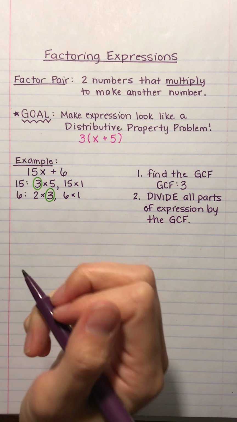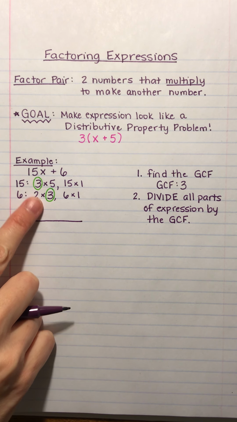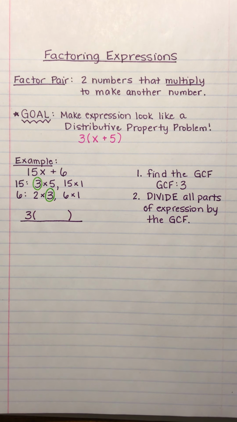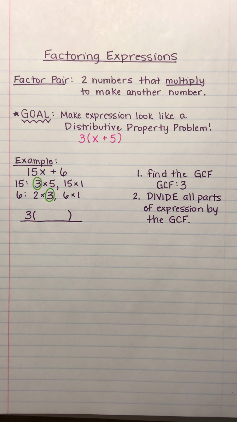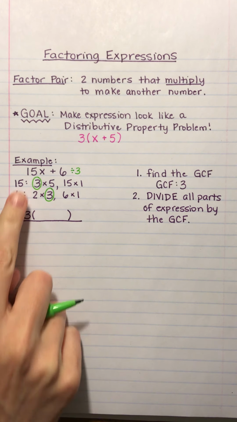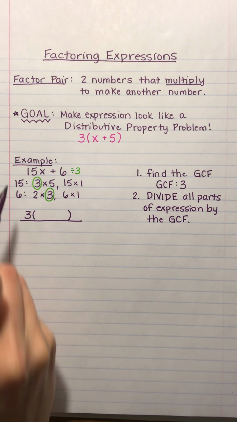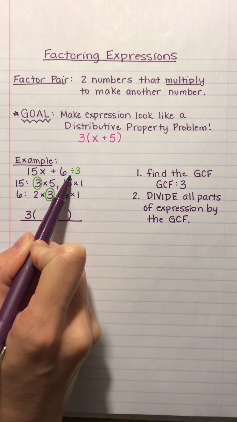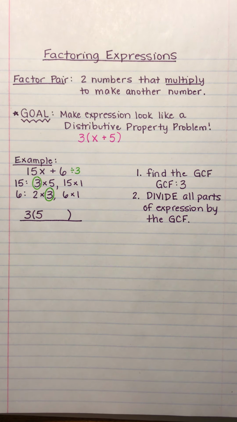All right, so below here, I'm just going to write a line. This is where my answer is going to go. This number 3 that I circled, the greatest common factor, it's going to go on the outside of my parentheses. And step 2, where I said divide all of the parts of the expression by the greatest common factor, means up here, I'm going to divide each one of those parts by the number 3. And I'm going to write down what's left over inside the parentheses. So I'm going to focus on 15x divided by 3. The x part, just ignore. 15 divided by 3, I'm going to write down the answer, which is 5.